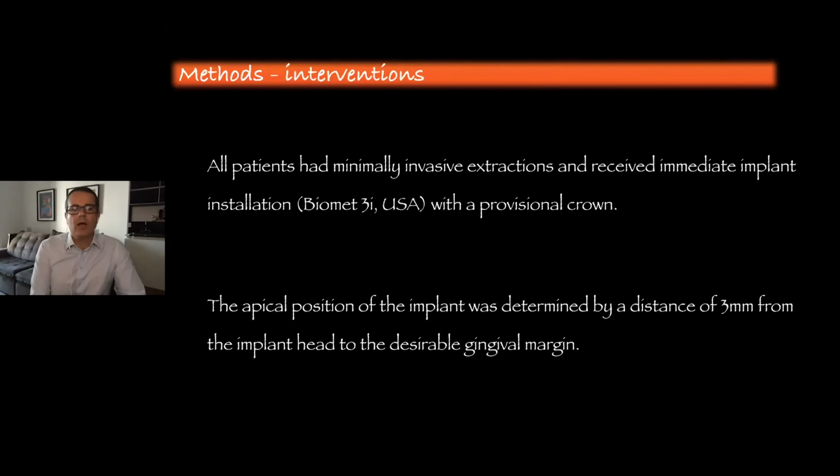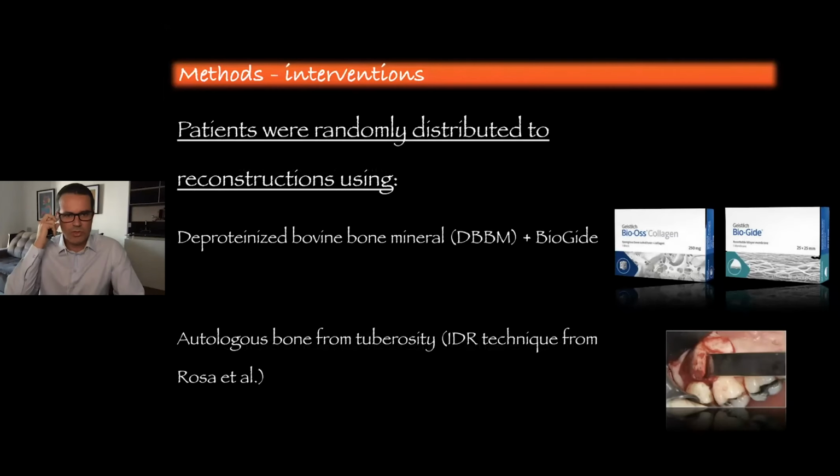Then all patients received extraction with minimally invasive techniques and immediate implant installation with a provisional crown. The apical position was determined as usual by the distance of 3 millimeters from the implant head to the desirable gingival margin. These individuals were then randomly distributed into 2 groups for reconstruction of the buccal defect.